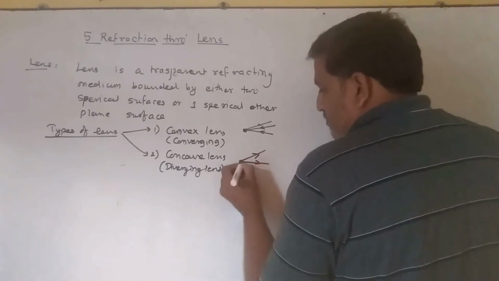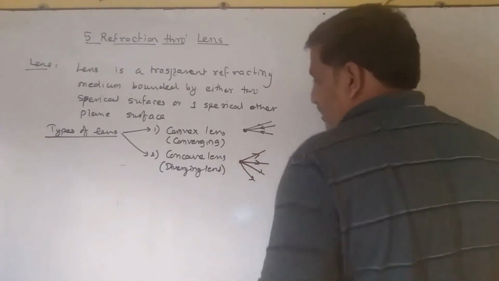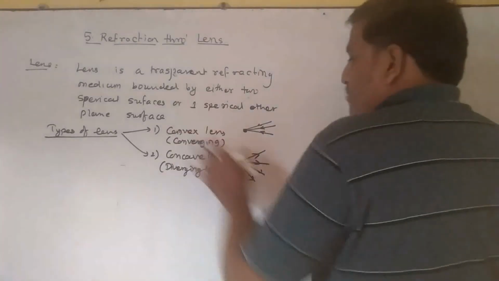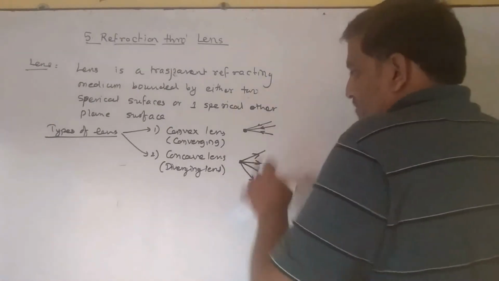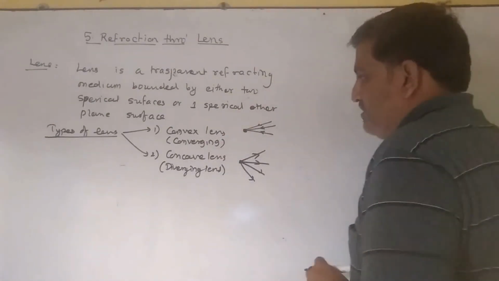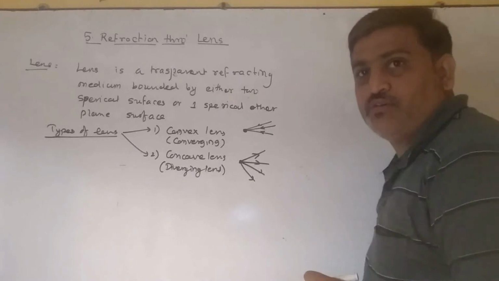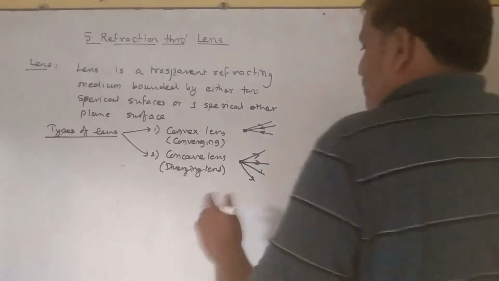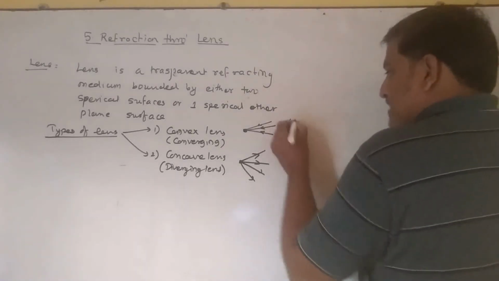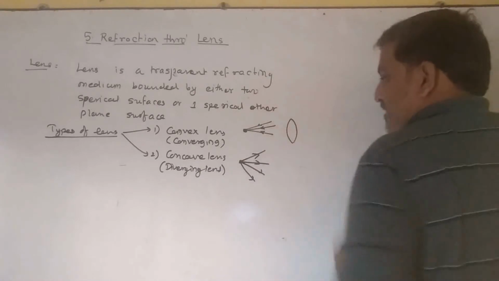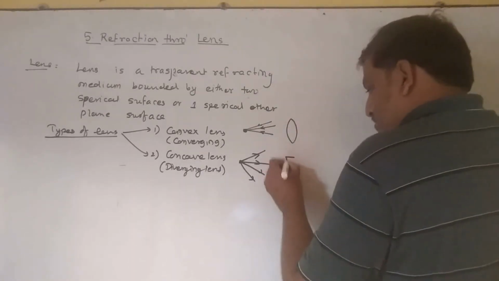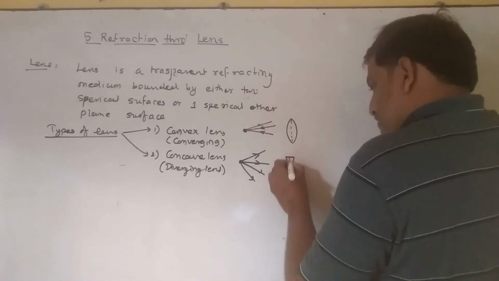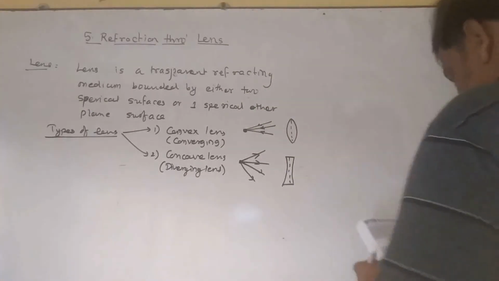Rays going out from the same source is nothing but diverging. Here the rays get diverted after refraction, and in a convex lens the rays converge or meet at a single point after refraction. So two types of lenses are there, convex and concave. Convex lenses are made by two spherical surfaces, while a concave lens is like this. So these are the two types of lenses.